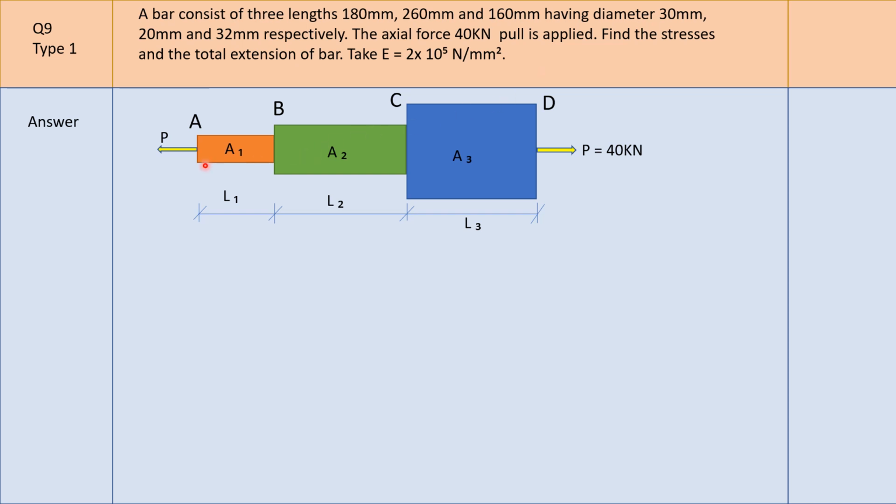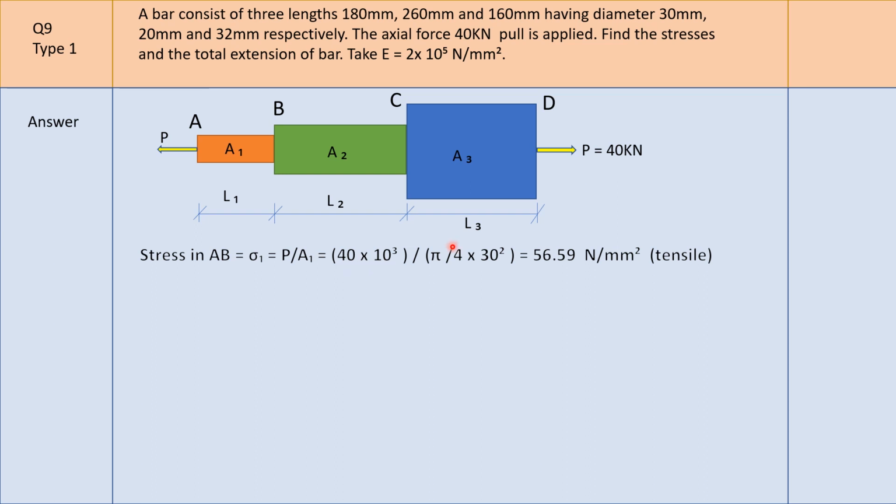Now this is the figure I have shown: A, B, B, C and C, D, three parts. All three are having different lengths and different diameters, and the force P, pulling force, is P is equal to 40 kilonewton. Now stress in the part AB will be equal to sigma 1 is equal to P divided by A1. Now the force P is 40 kilonewton, so in Newton, it will become 40 into 10 raised to 3.